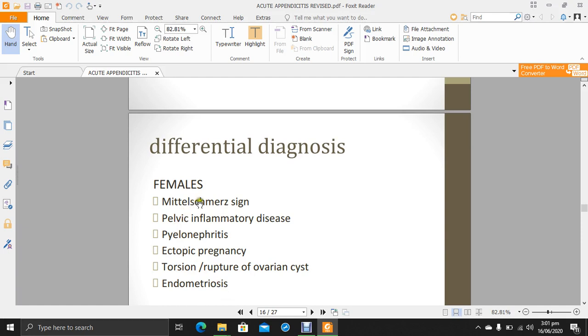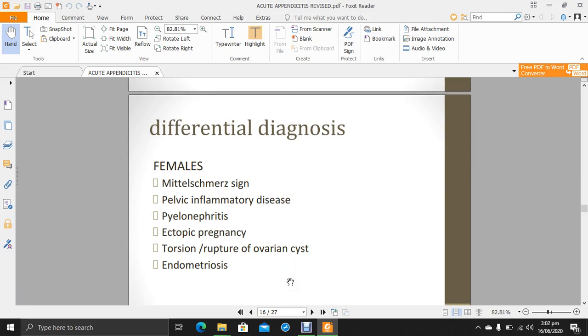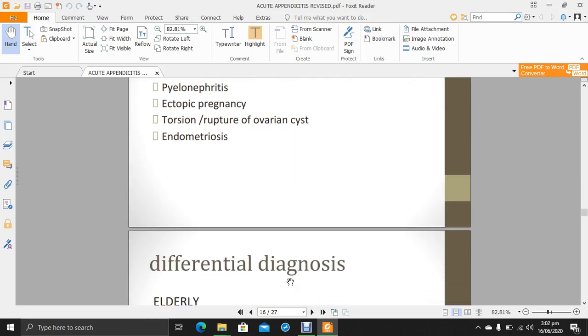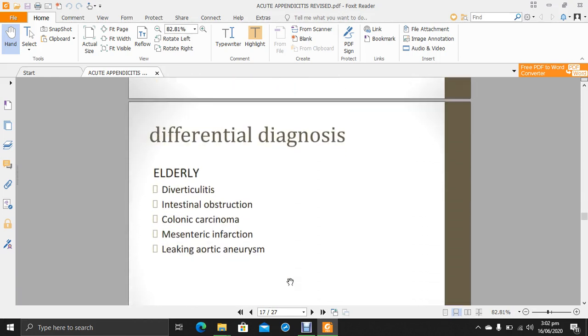The Mittelschmerz is in the middle of the menstrual cycle, or 14 days before the next cycle, while in endometriosis, when menstruation occurs, pain will be there. Endometriosis is when the endometrial epithelium lies outside the uterus. So you should not be confused. And now, the differential diagnosis in elderly people.